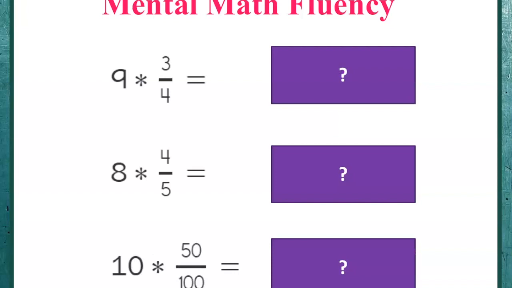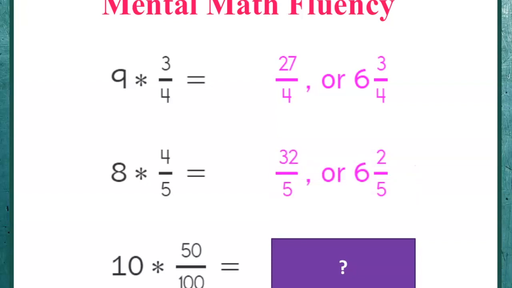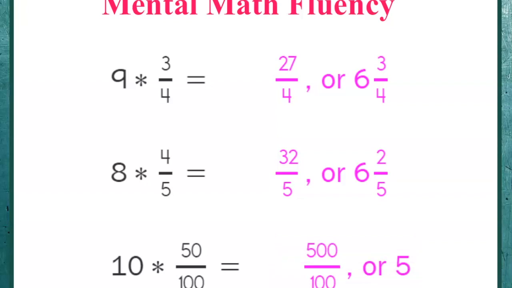Let's go to these three. Check back when you're ready. Okay, the first one, 27/4 or 6 3/4. The next one, 32/5 or 6 2/5. And a big one, 500/100 or 5 wholes.